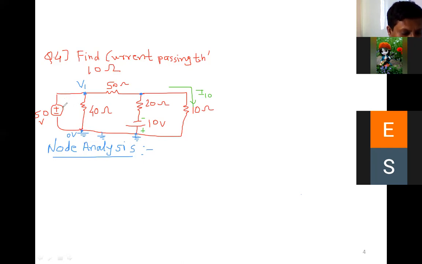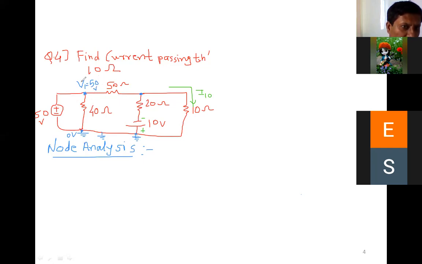The voltage source, correct? Yes or no? Yes, sir. Okay, so in a parallel circuit, what is the same? Current or voltage? Voltage. Yes. So the 50 volt voltage source is exactly connected in parallel with 40, which means the voltage across 40 is also 50 volt. So the voltage across 40 is nothing but V1. So V1, I know, is 50 volt.